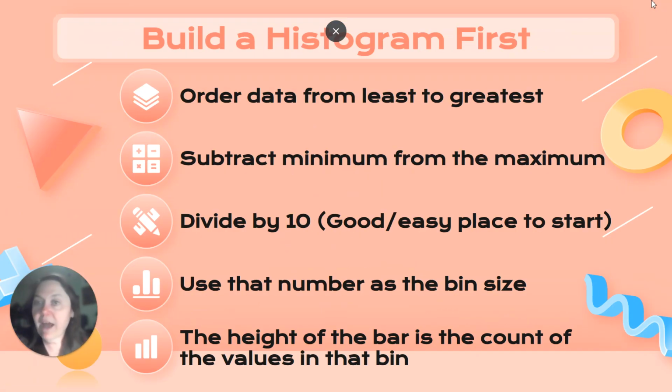And with all of our graphs, we like for students to build them by hand first, on paper, before they go to the computer, so that they have a deeper understanding of what the graph is doing. So we show the students, well, if you had to build a histogram, what would you do? Well, you need to take your data and order it from least to greatest. You would subtract your minimum from your maximum so you could see what the range of your data is. Divide that by 10, basically.